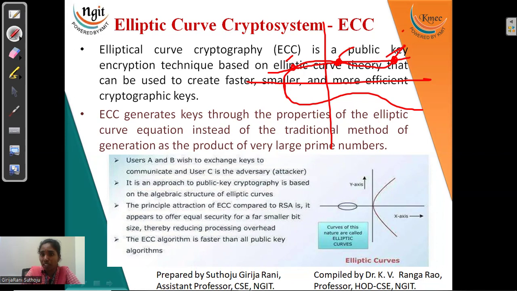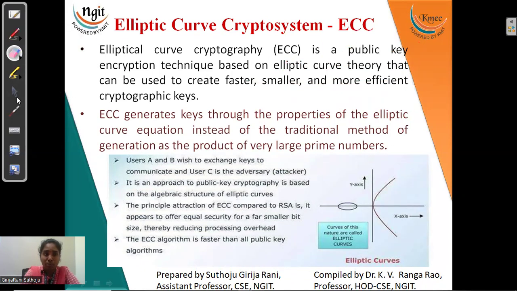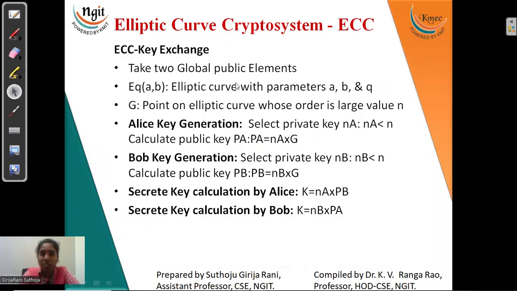After these 3 points, I will be selecting one value called n. This n value and the g value, whatever point we plot from the graph, will play an important role in the encryption and decryption procedure of elliptic curve cryptography. See here, we have to select the elliptic curve parameters, that is a, b, and q.